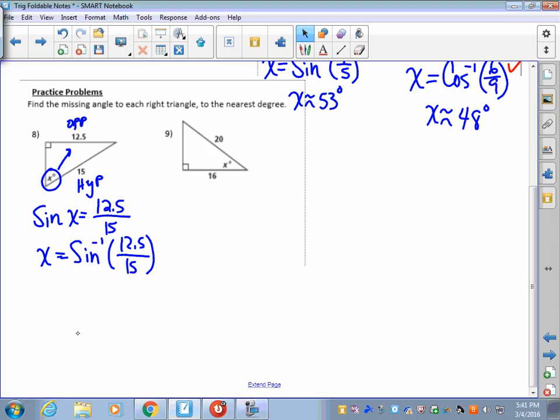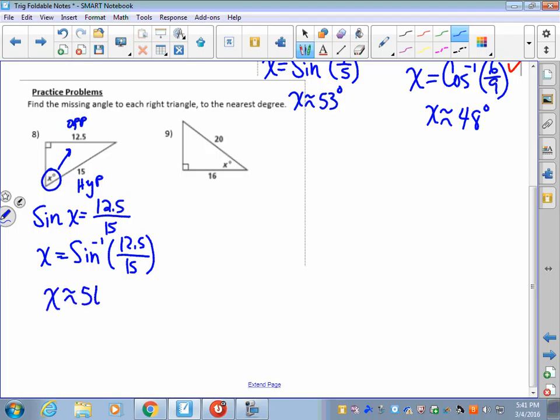Okay, so I have this set up for number 8 practice problem. So hopefully you picked the correct trig function. The ratio opposite over hypotenuse would be sine. So you have sine of x equals 12.5/15. And when you put this in the calculator, because you have to take the inverse to find the angle measurement, x is approximately 56 degrees.